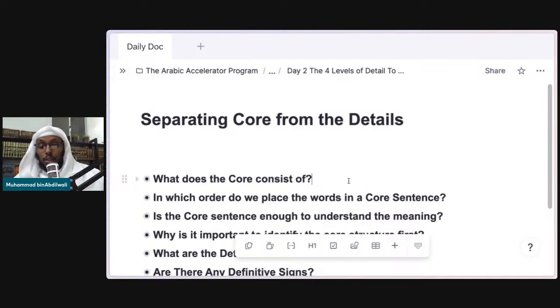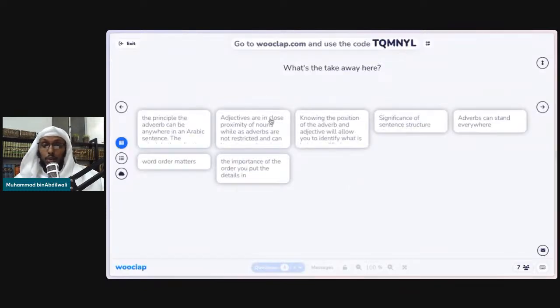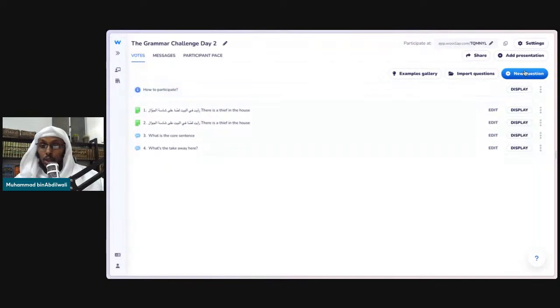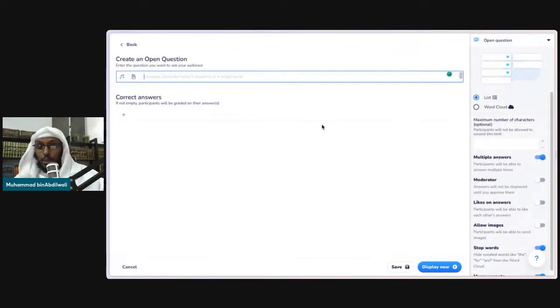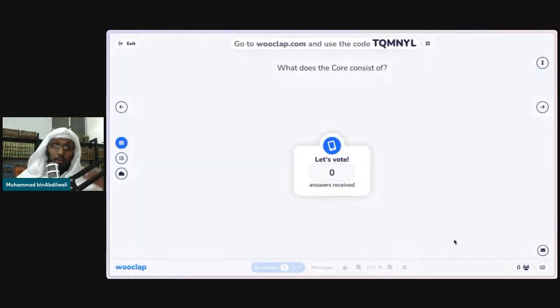Now, the first question, what does the core consist of? Like I said, there is a lot of practice, a lot of questions that you need to answer. So you better prepare yourself. Question number 1, what does the core consist of? Okay, so before we say, hey, let's separate the core from the details, so that you get the main meaning of the sentence, what does that core consist of? What can it consist of? What are we looking for?